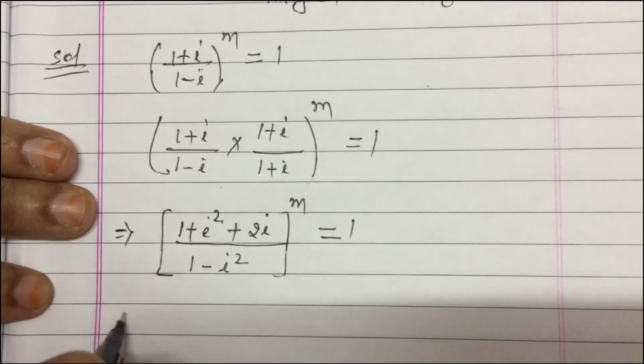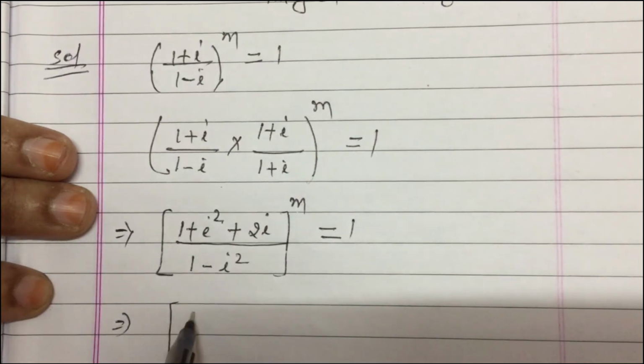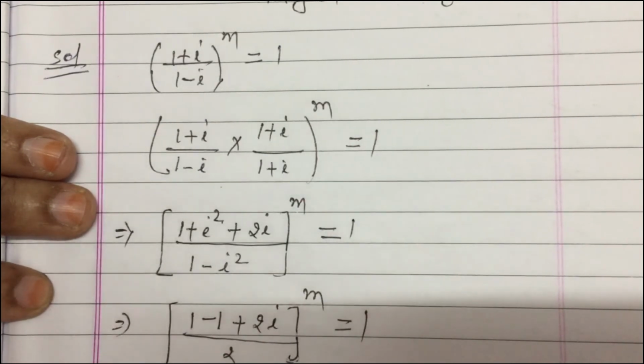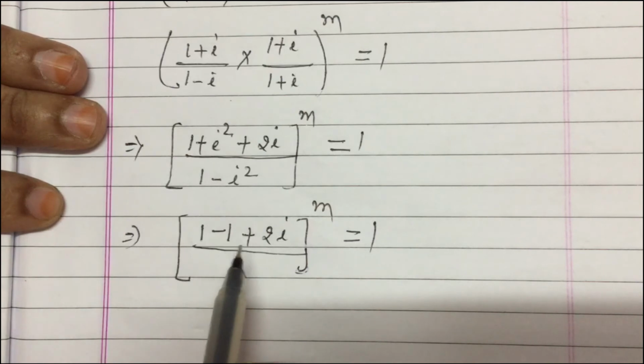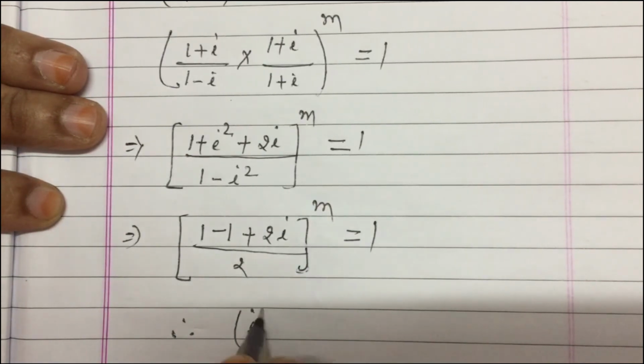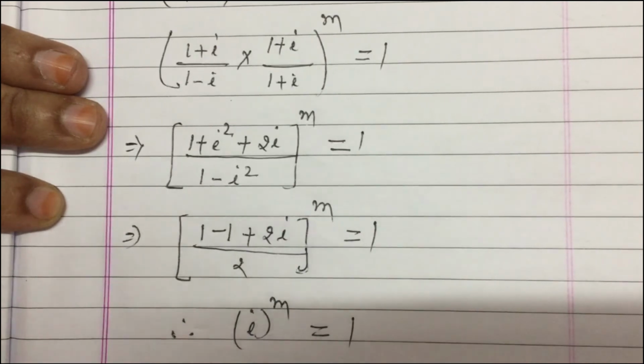In the next step it's 1 plus i square, which is minus 1, plus 2i. And here i square means minus 1, so minus minus becomes plus. So 1 plus 1 is 2, is equal to 1. Now the 1s will cancel, and the 2s will also cancel. So we will get i raised to m is equal to 1.